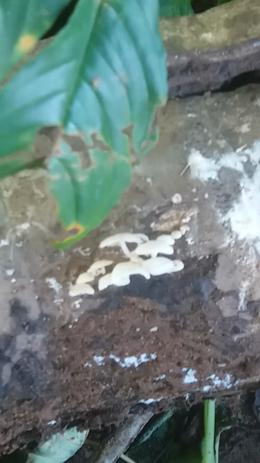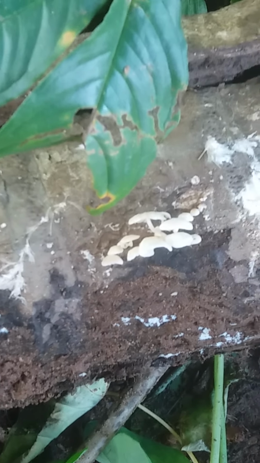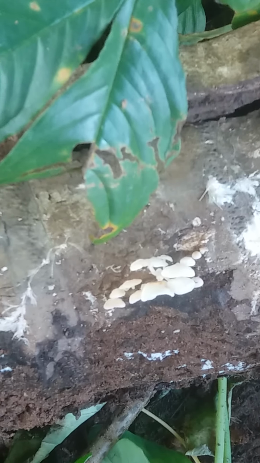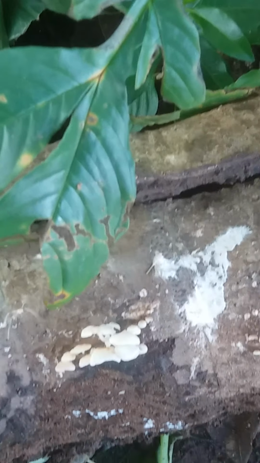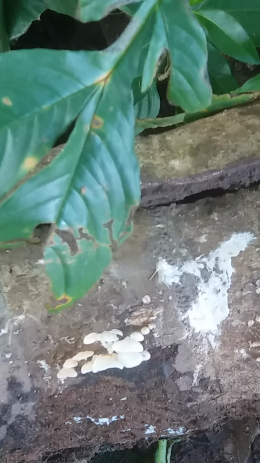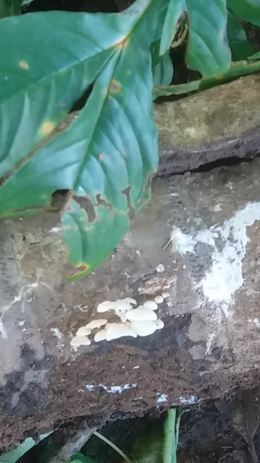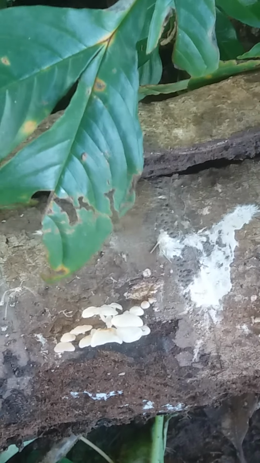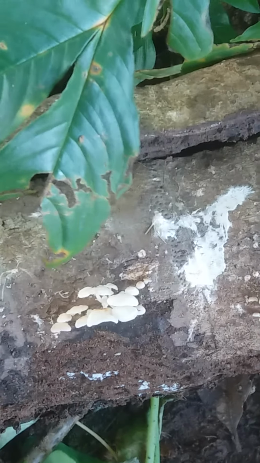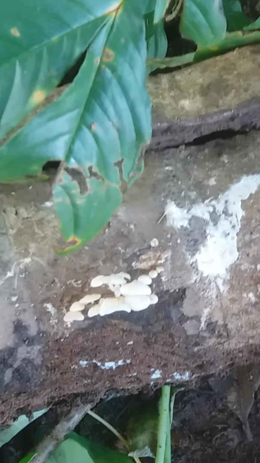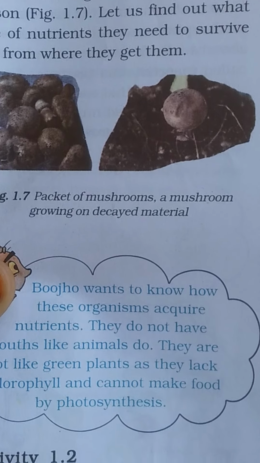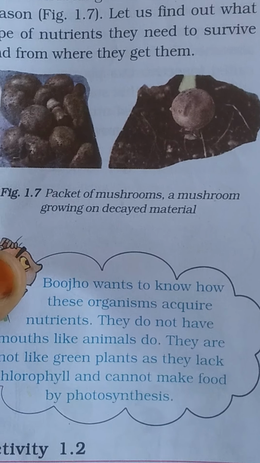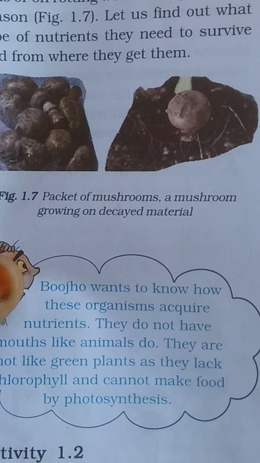Saprotrophs. Students, you might have seen umbrella-like fluffy structures which grow on dead and decaying wood during the rainy season. Example, mushrooms. These are fluffy umbrella-like patches growing in moist soil or on rotting wood during the rainy season. A packet of mushrooms. A mushroom growing on decayed material.